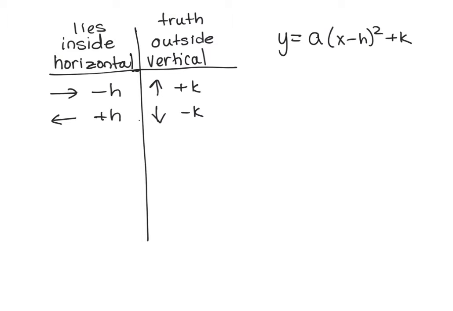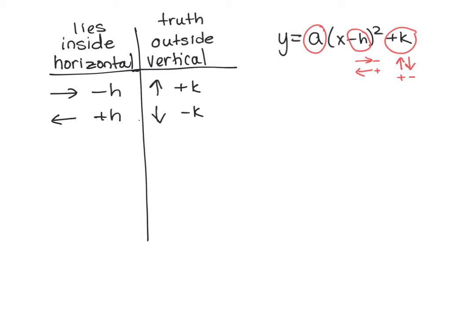Okay, so the last thing you need to know about vertex form is what that stupid A does that's in the front. We already covered that the K makes you move up or down. If it's plus, you go up. If it's negative, you go down. The H makes you move right and left. If it's minus, you go right. If it's plus, you go left.